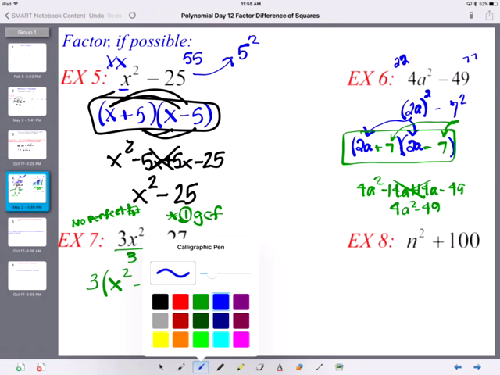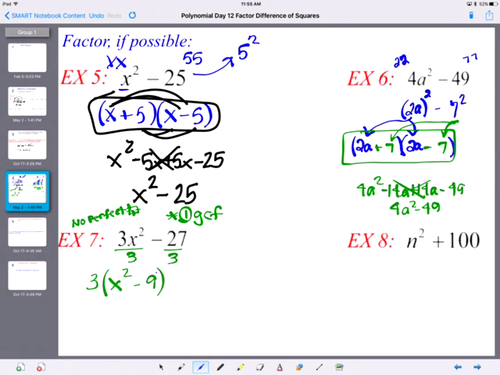Oh, well now I recognize that 9 is a perfect square. 3 times 3 is 9. X squared is a perfect square. X times x is x squared. So my 3 that I factored out needs to remain on the outside because when I distribute everything back, I have to get my original binomial 3x squared minus 27.